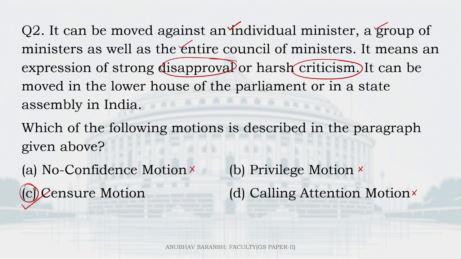And as you would see, what is a censure motion? It just means a strong disapproval, harsh criticism, or as we call, what? Reprimand. So it just means that the house has collectively scolded the concerned minister or the group of ministers if at all this motion is passed. Right answer is C, censure motion.